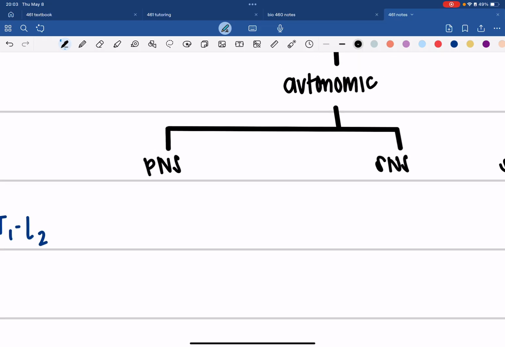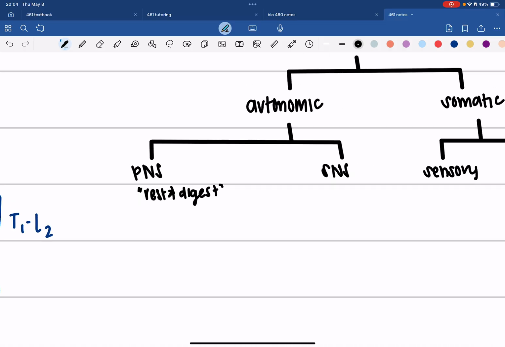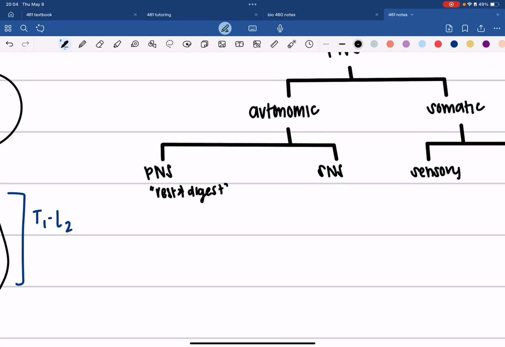Parasympathetic is considered our rest and digest. That's important for all of our resting functions and all of that, like smooth muscle functions. And then our sympathetic, that's going to be our fight or flight is what it's known as, but it's also going to help with us freezing and stuff.